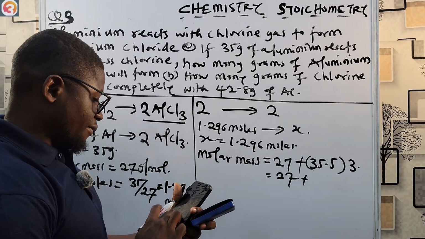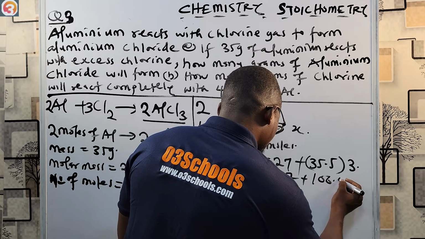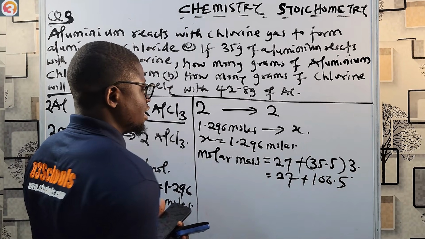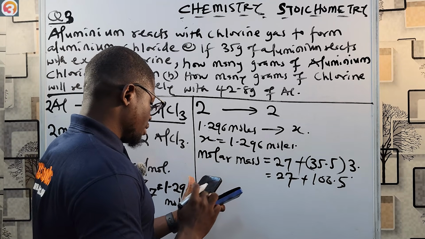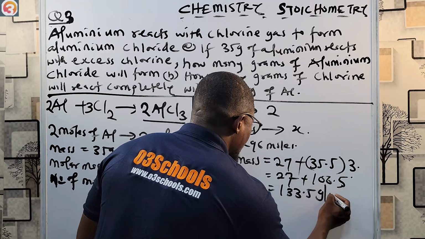35.5 times 3 is 106.5. So now 106.5 plus 27 will give us 133.5 grams per mole.